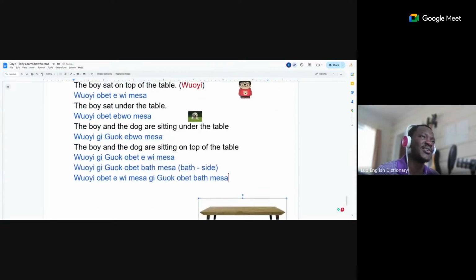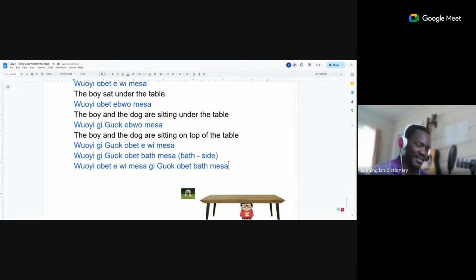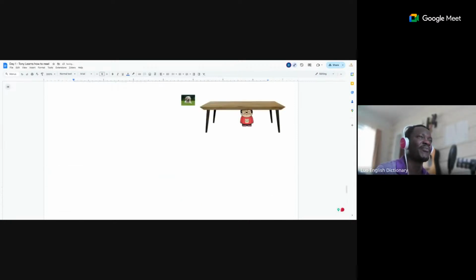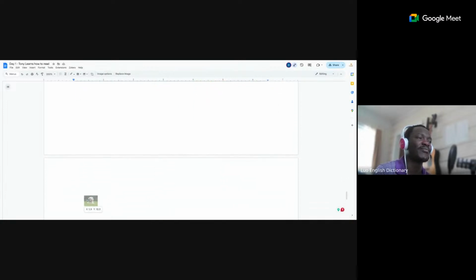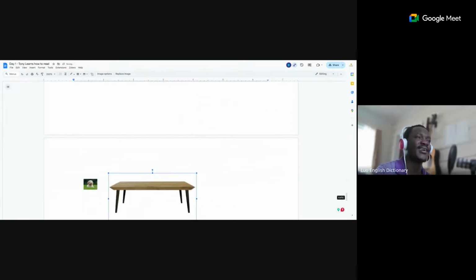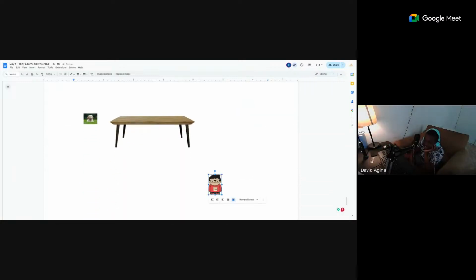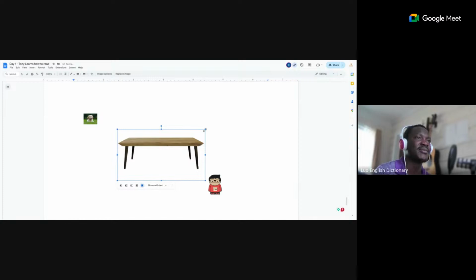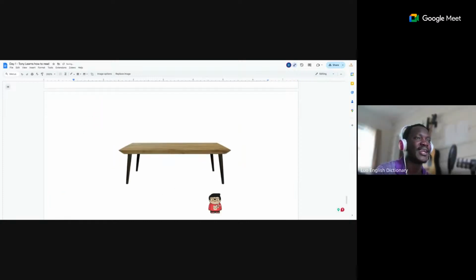And on the next page, you're going to remember the words. Now I'm just going to put the dog and the boy in different places, and then you tell me what's happening in Luo. Can you see my next page? Are you seeing the table? I see everything. Okay, can you tell me what's happening?